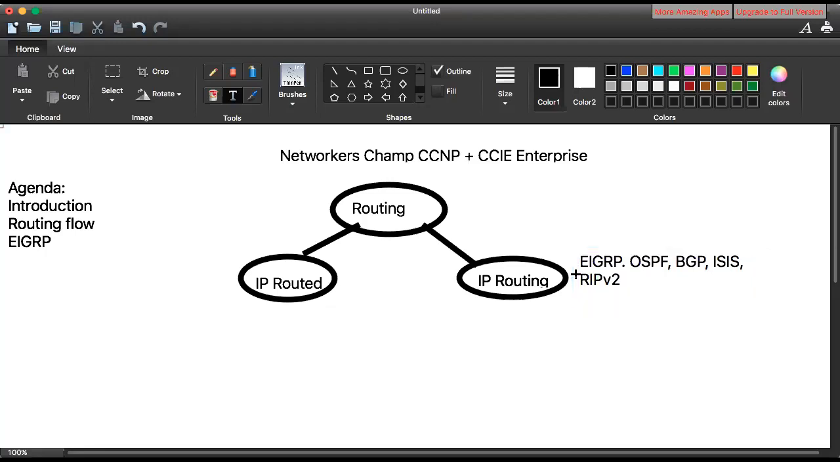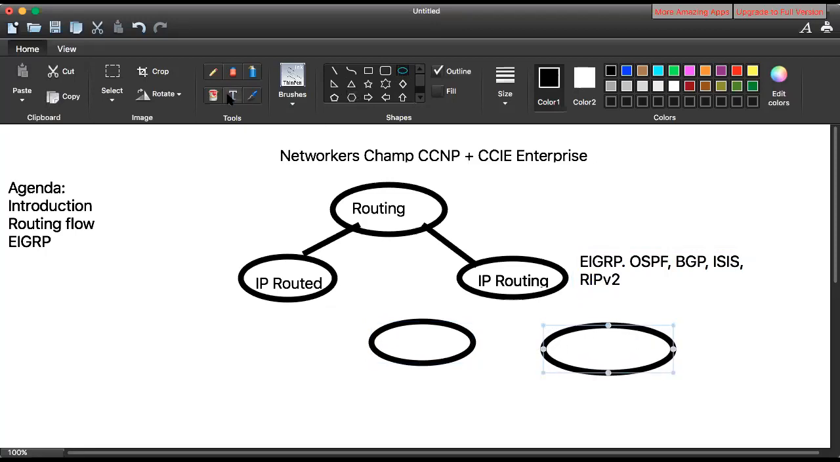Now there are basically two types of IP routing. One, the first type of IP routing is static, or you can say default. This might overlap. And two, the other one is dynamic IP routing. So there are two types of routing: static or default, and dynamic.